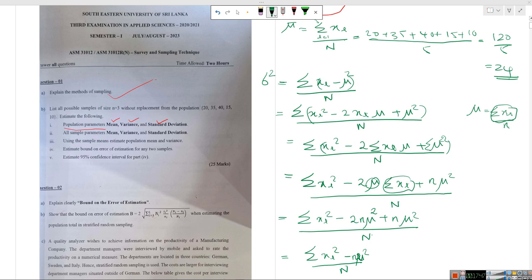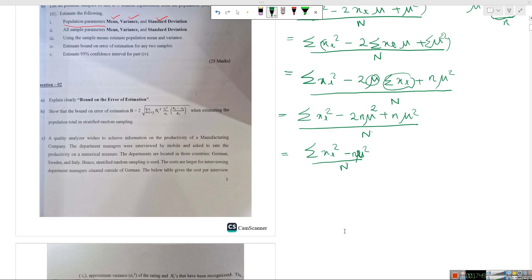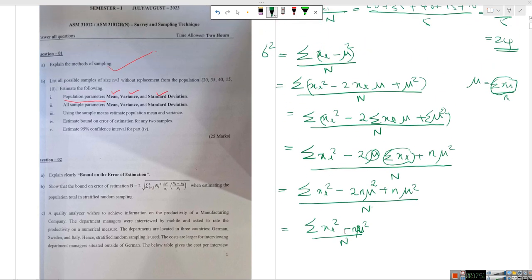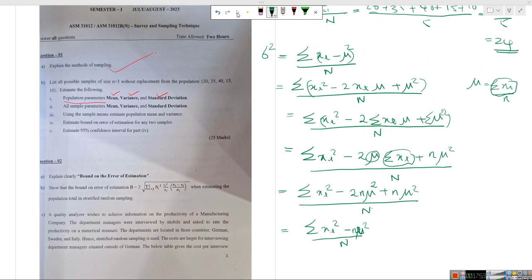I'm sorry, this is supposed to be capital N, because we are dealing with population, right? So I'm just writing in this red color. This is also capital N, here also capital N, here also capital N, right? So now here this is capital N.